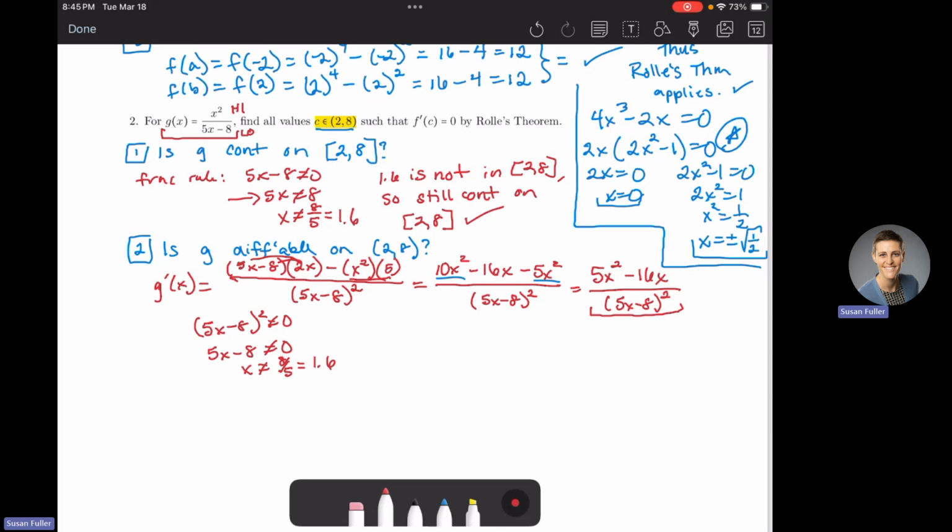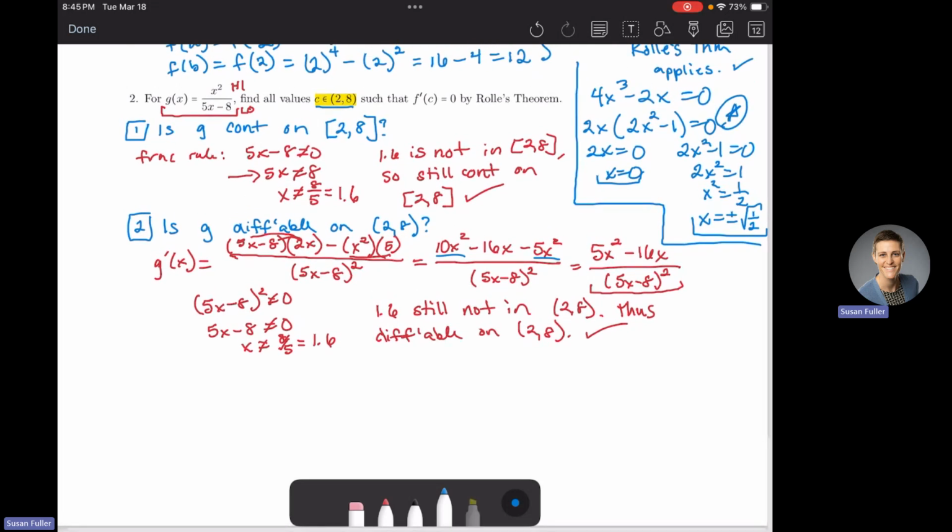And again, 1.6 is still not in my open interval from 2 to 8. Thus, I'm differentiable on the open interval from 2 to 8. Basically, I want you to apply your rules and say, I have a problem at 1.6, but 1.6 is not in my interval, so I'm good.